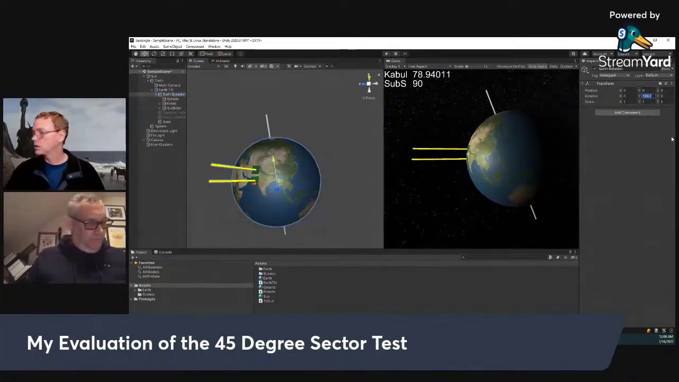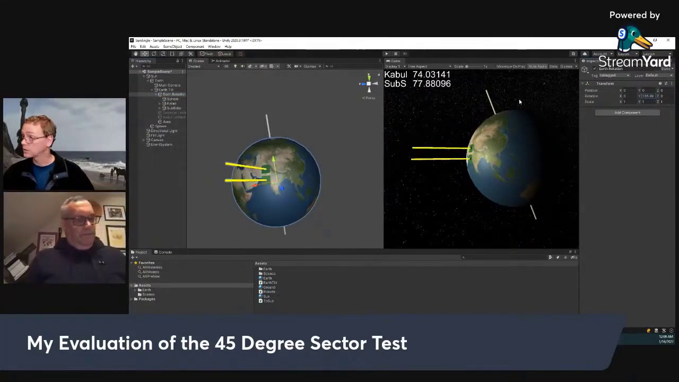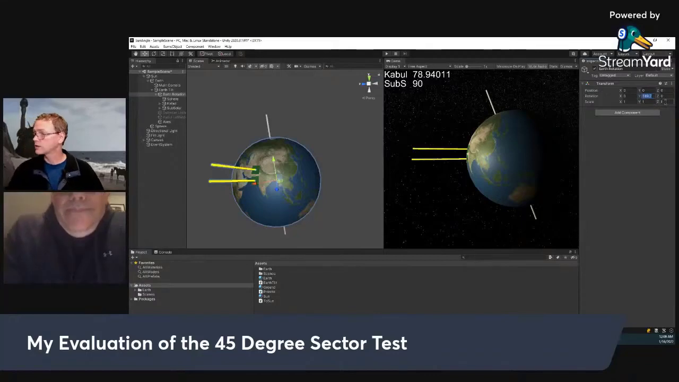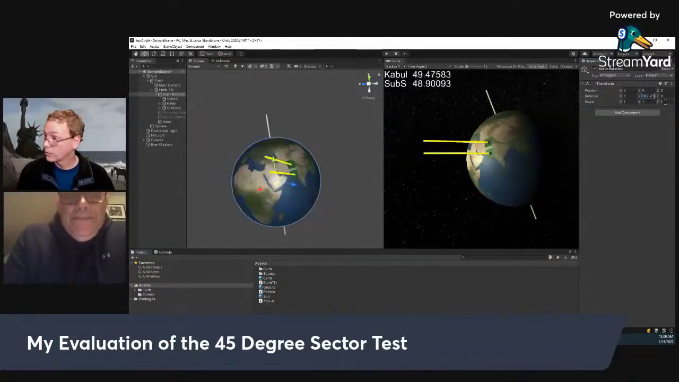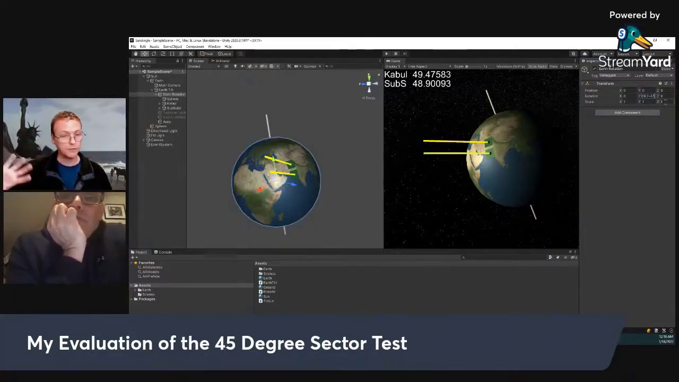So if I want to go, I forgot which way is positive. Yeah, I got to go negative to get it to go east. Okay, so I'm going to subtract 45 degrees. I just typed it in there, minus 45. We see that the Earth has rotated 45 degrees.